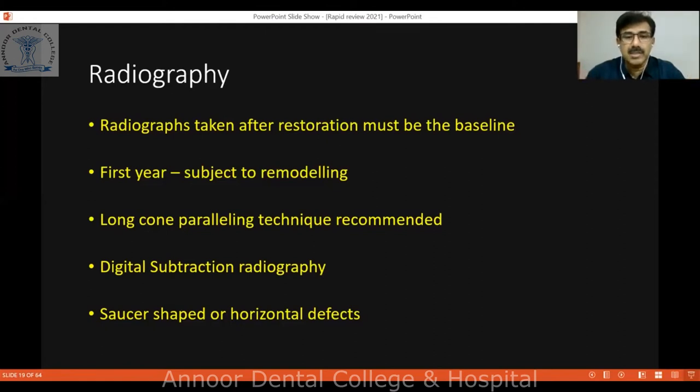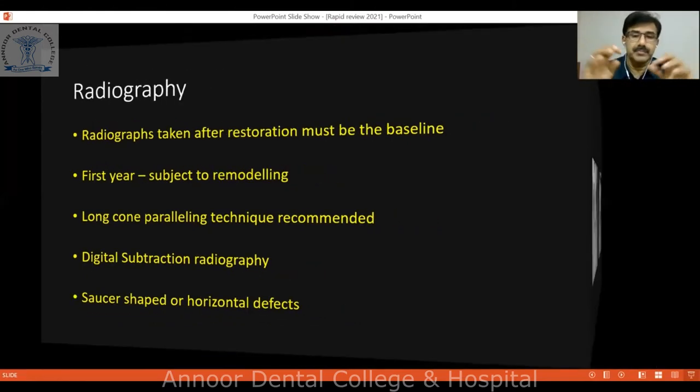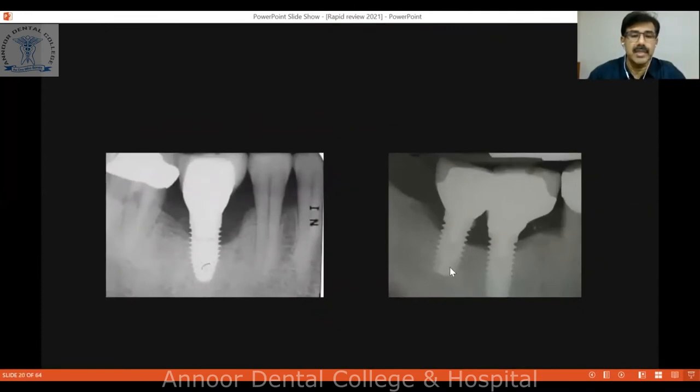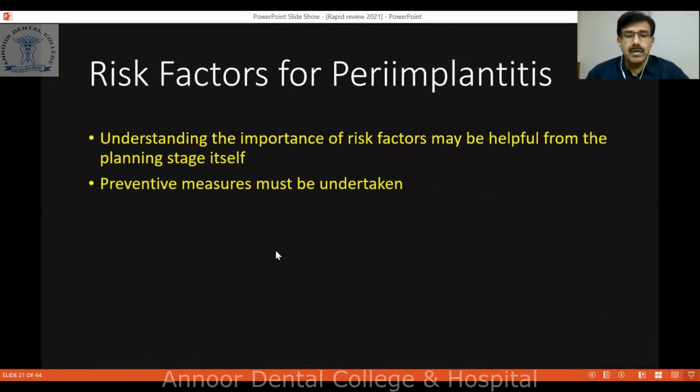And the type of bone loss that you find around an implant is a horizontal or a saucer-shaped type of bone loss. Now, this is the type of bone loss that you usually, commonly find around an implant. Now, this is how you diagnose peri-implant disease.